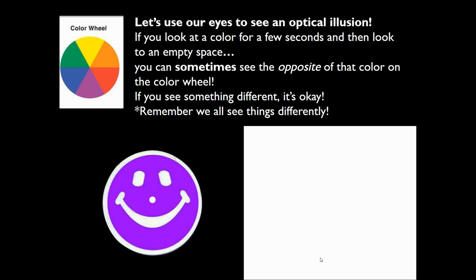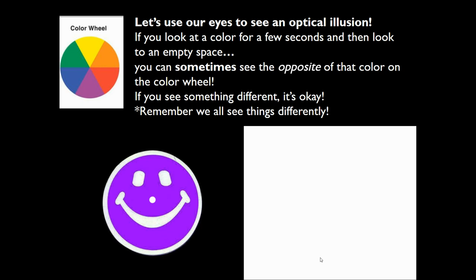Some of you are seeing yellow. There may be others in our group that see something different, and remember, that's okay because we all see things differently. So when we were talking about the colors that we would see, we said that if you looked at one color, you sometimes see the opposite of that color on the color wheel. So let's look at the color wheel together and notice that the opposite of the purple is the yellow.